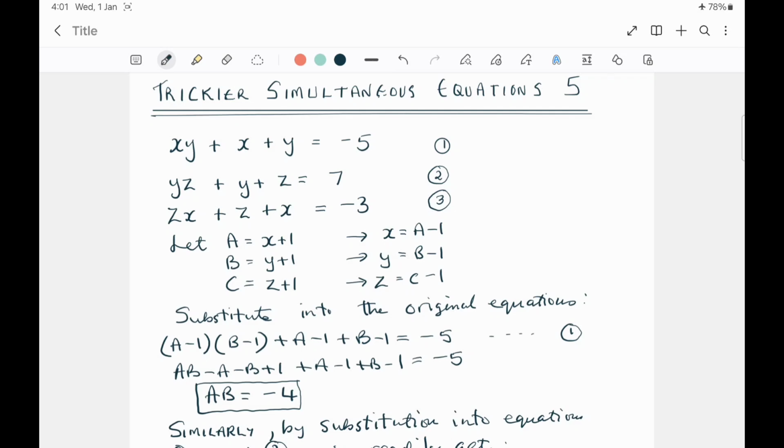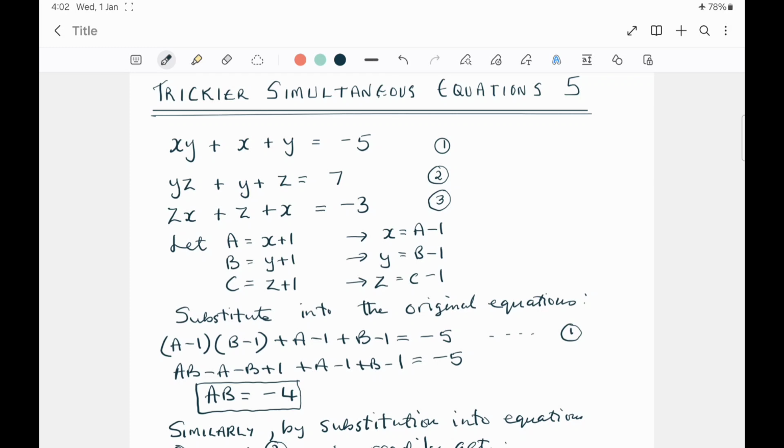In other words, x is equal to a minus 1, y is equal to b minus 1, and z is equal to c minus 1. Now, when you substitute into the original equations, first of all into equation 1, we'll get (a minus 1) times (b minus 1) plus a minus 1 plus b minus 1 is -5.